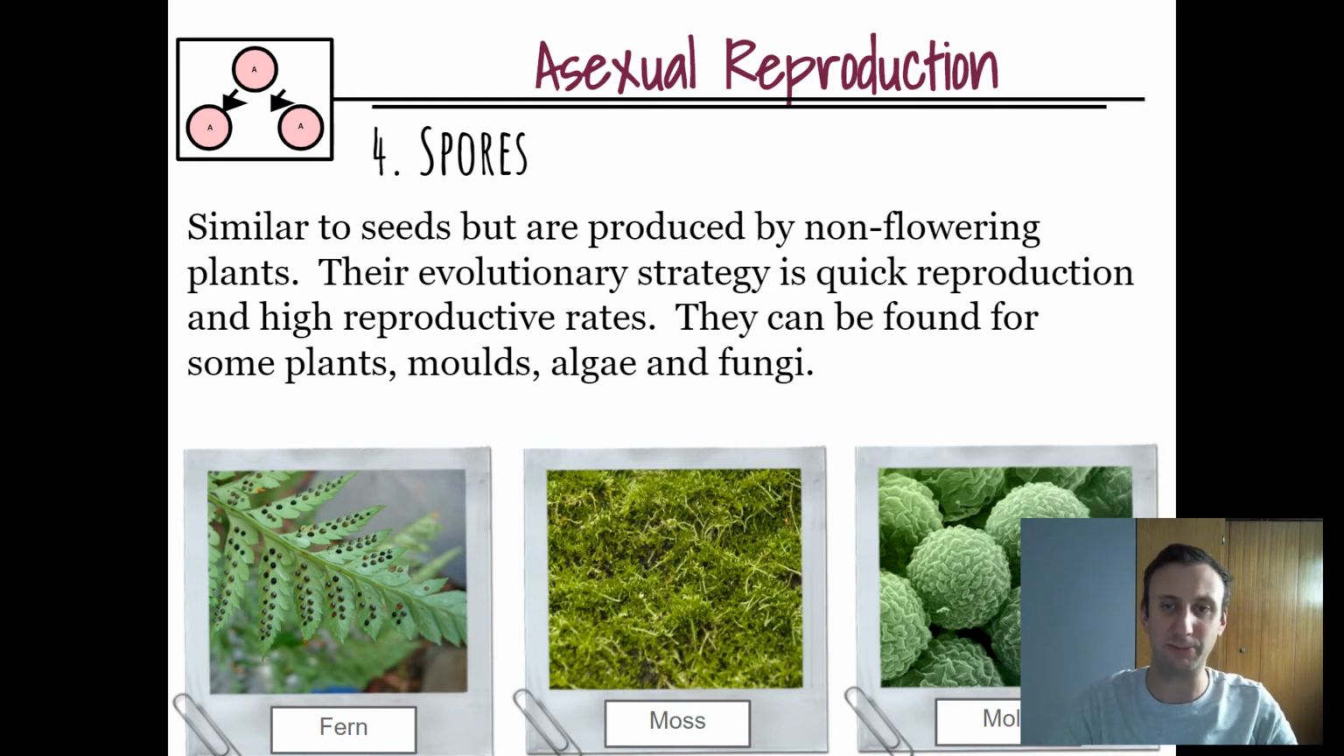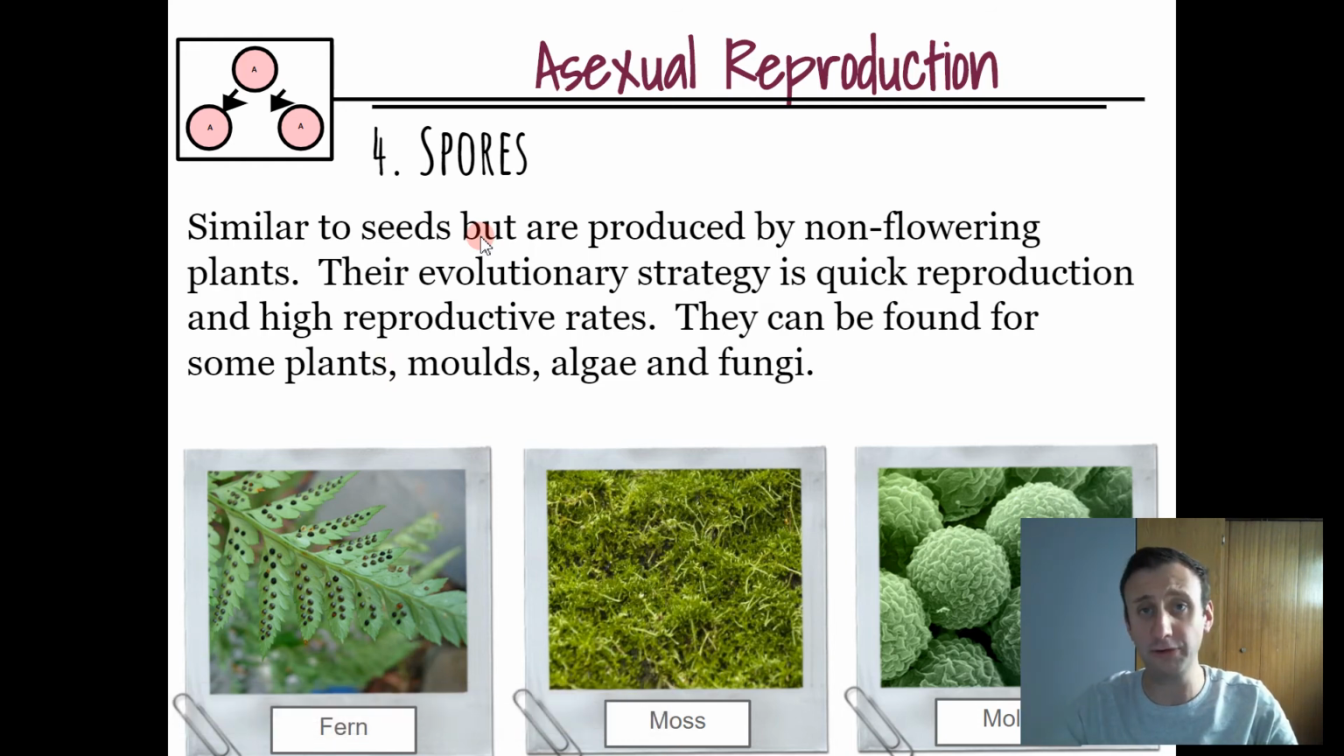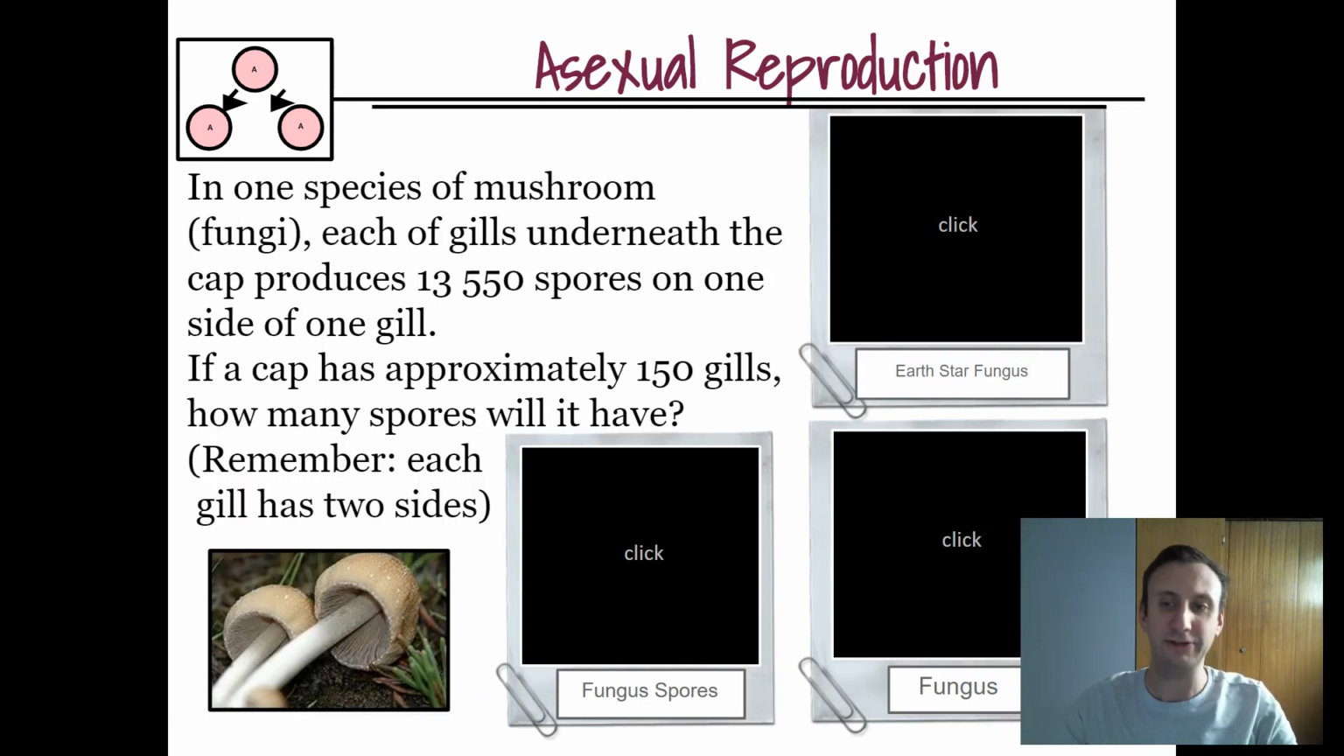So, similar to seeds, but produced by non-flowering plants. Their evolutionary strategy is quick reproduction and high reproductive rates, which can be found in some plants, molds, algae, and fungi. When I talk about spores, they normally are smaller than seeds, incredibly tiny, especially when I talk about molds. But if I look at these ones from ferns, they're actually a little bit larger, but typically they're quite small. So with spores, it's important to realize that the offspring they produce are identical to the actual plant that produced the spores. So this is, again, asexual reproduction, where the offspring are identical to the parent.